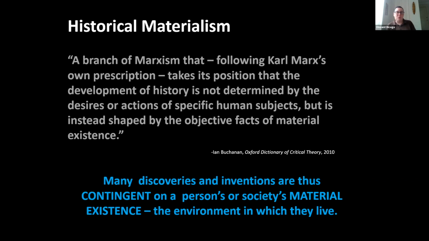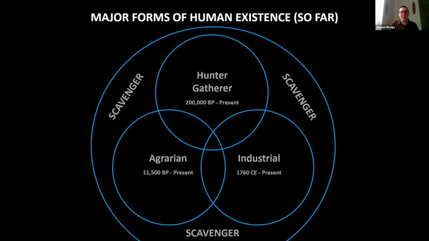The first one was historical materialism, which of course is a branch of Marxism that takes the position that the development of history is not determined by the desires or actions of specific human subjects, but is instead shaped by the objective facts of material existence. So we really tried to emphasize to the students that many discoveries and inventions are contingent on a person's or a society's material existence, the environment in which they lived.